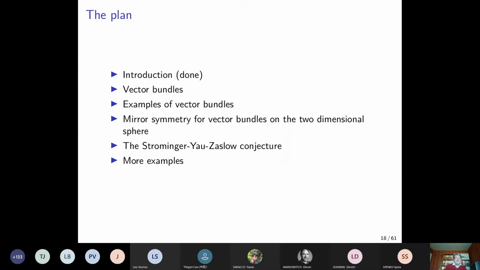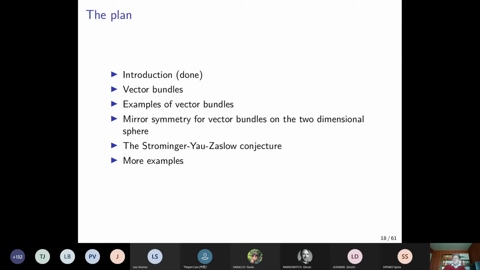So this ends my introduction. The idea is now to give some vague idea about what homological mirror symmetry has to say. Unfortunately, this is very difficult, as the language needed to even state homological mirror symmetry is highly advanced. So what I will do instead is to explain a simple example. I will explain what mirror symmetry has to say about holomorphic vector bundles on the two-dimensional sphere. This is something that can be explained relatively easily.